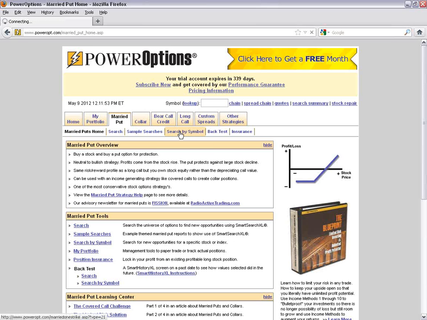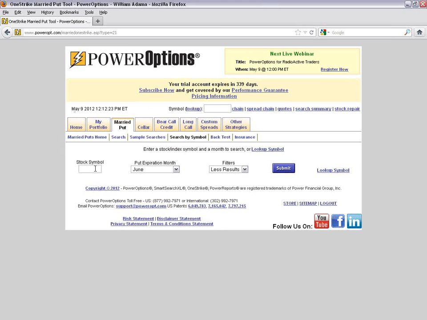Okay, let's go ahead and click on search by symbol. And it'll prompt us to enter in our stock symbol, and I'm going to use PXP. This is an RPM I had open recently that I just closed, and I'm looking to potentially maybe get back into it because I'm familiar with the stock and it's had a pullback.